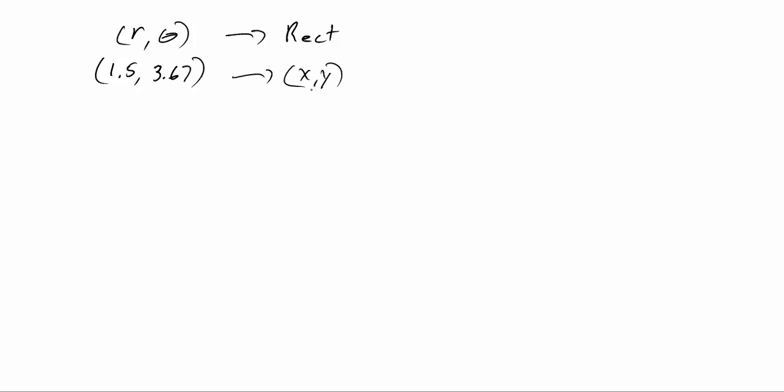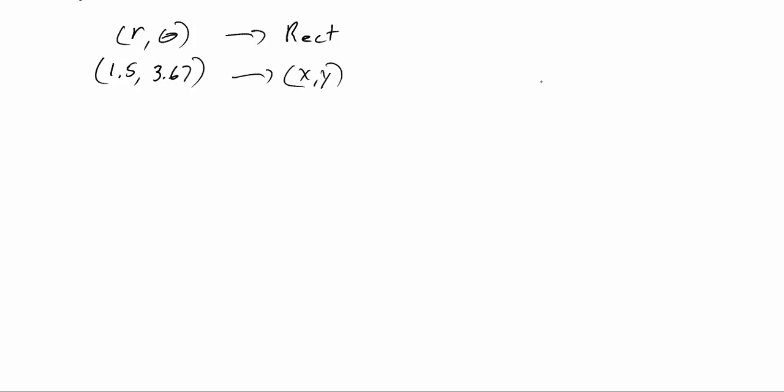All right, if we look at the next example here, and again, you want to pause the video and see if you can work this out on your own. Let's say that we're given, in this case, the point 1.5, comma 3.67. And once again, this is in terms of polar coordinates, r and theta, and we want to convert this to rectangular, which means we want to convert this into x and y. So again, pause the video and see if you can do this one on your own.